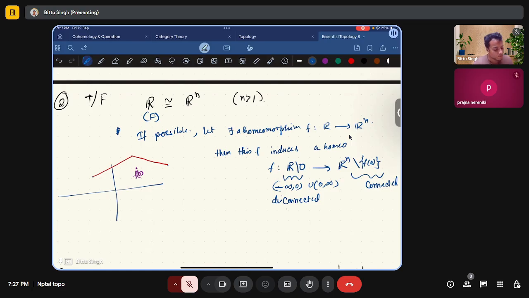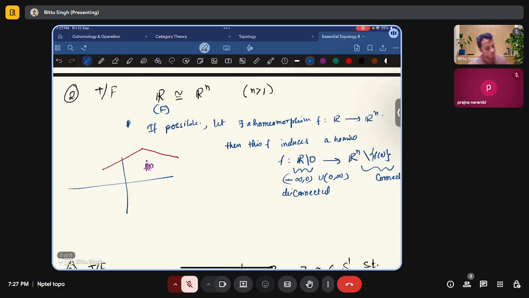So for continuity of F there is no issue, but F is a homeomorphism. Homeomorphism means if one side is connected, then the other side must be connected. But this is not the case. This is a homeomorphism, but one domain is disconnected and the codomain is connected. This is a contradiction.